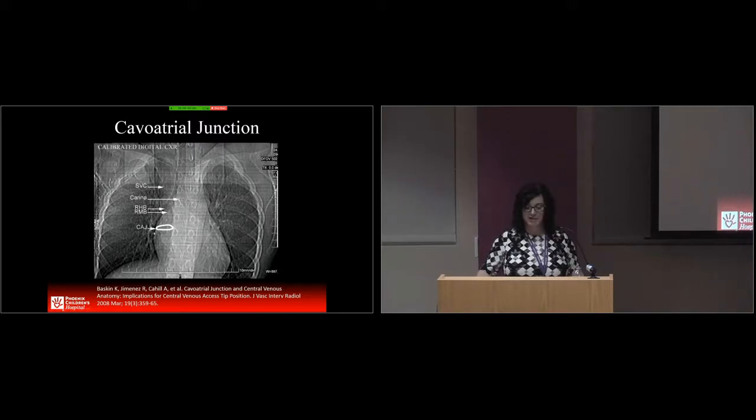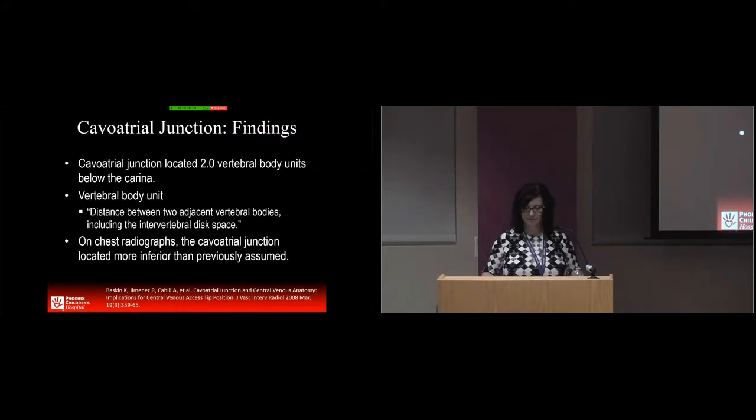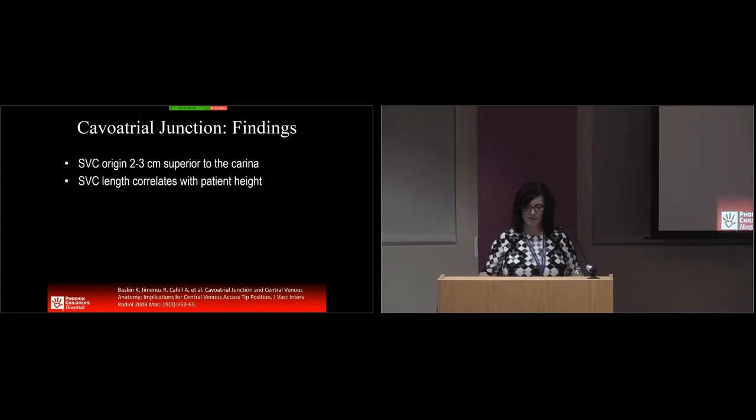So when you're placing central lines, other than HD catheters, the goal is to get it at the caval-atrial junction or in the lower third of the superior vena cava where the catheter has a nice straight course. The other thing that was noted is that superior vena cava length varies with patient height, but typically the superior vena cava starts 2 to 3 centimeters above the level of the carina.